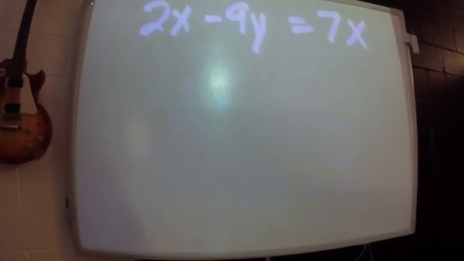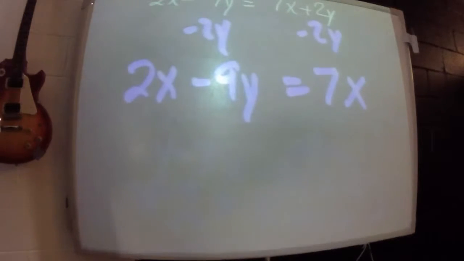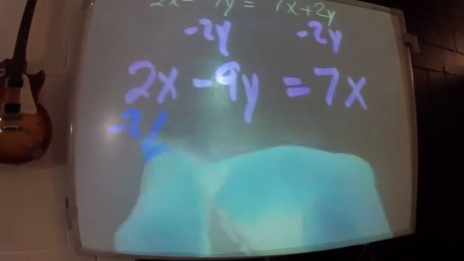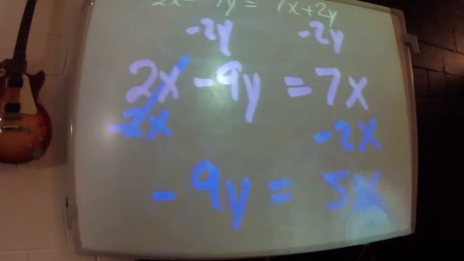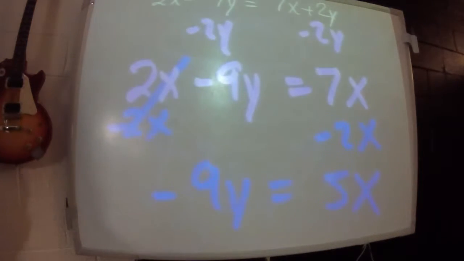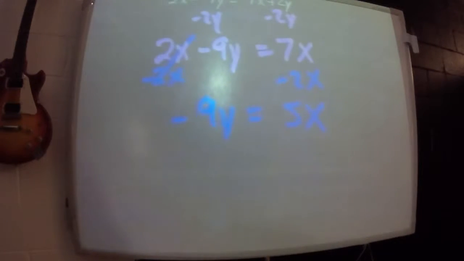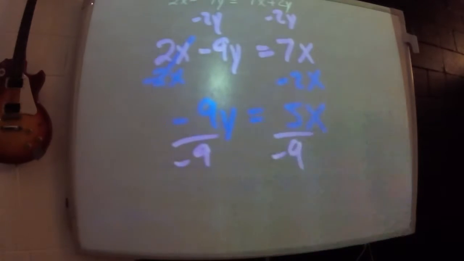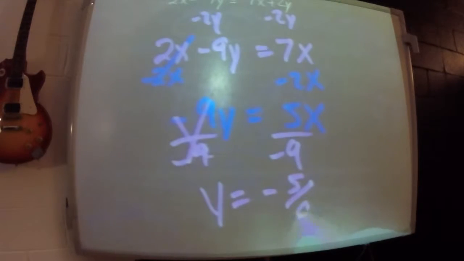Then you're going to minus that nifty 2 over there, the other side. Then we're going to minus what? That 2x. So we're going to minus 2x on each side, to the other side. That's going to be 5x. Negative 9y equals 5x. Then you got to divide, right? Yeah, it's 9. And then we're going to divide both sides by negative 9. These cross out and you get y equals negative 5/9 x.